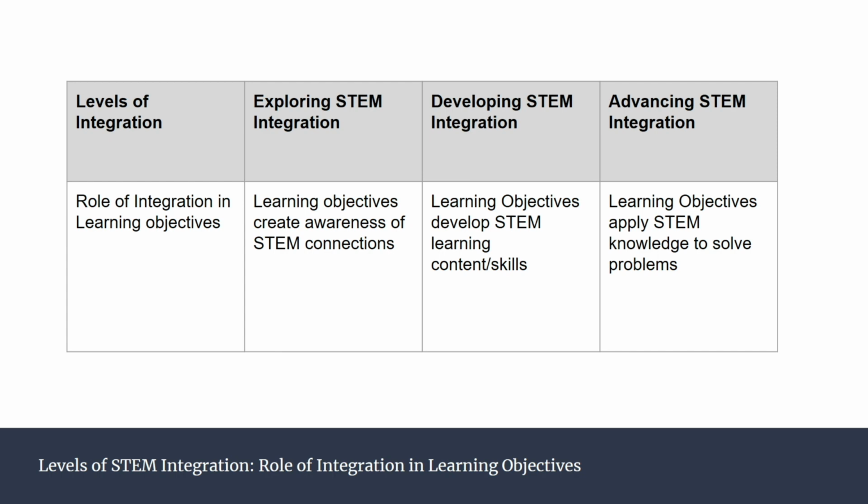The framework has 7 categories, and each category has 3 levels: exploring, developing, and advancing. We published the framework in the Journal of Agricultural Education in 2018. We welcome feedback from you after you use the framework to help us improve it. Because we only have 20 to 25 minutes to give you examples of the framework, we will focus on the advancing level of STEM integration.